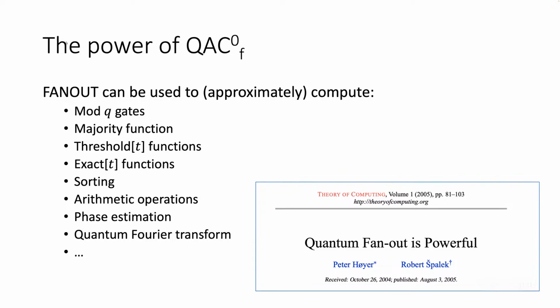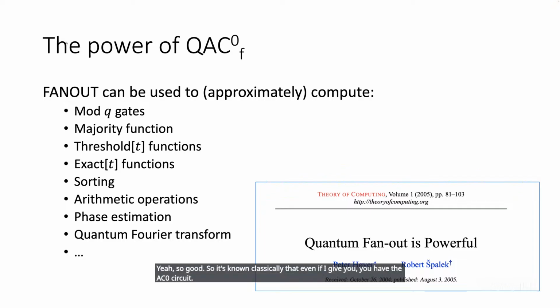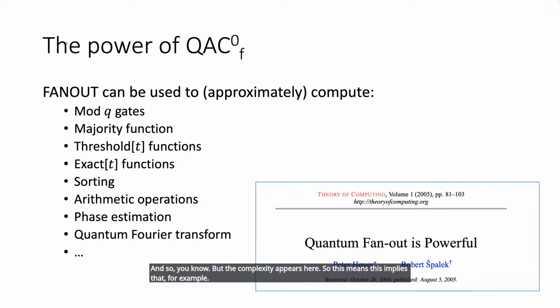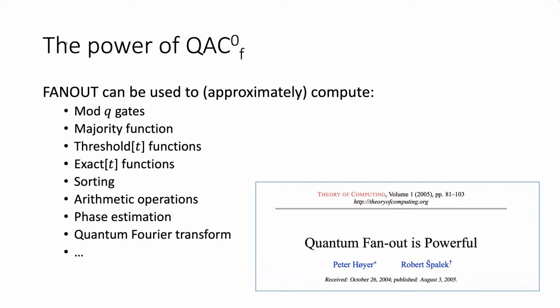So it's known classically that even if I give you the AC0 circuit, and then I throw in the parity gate, it still can't compute sums of bits mod 3. But in this quantum case, with a parity gate or a fan-out gate, you can compute mod gates. And so, for the complexity theorists here, this implies that, for example, QAC0 with fan-out can compute anything in the class TC0, which I mentioned we don't have any explicit lower bounds for. Very, very powerful class.